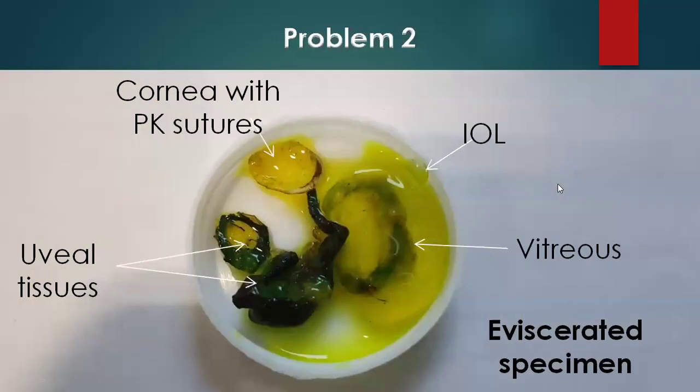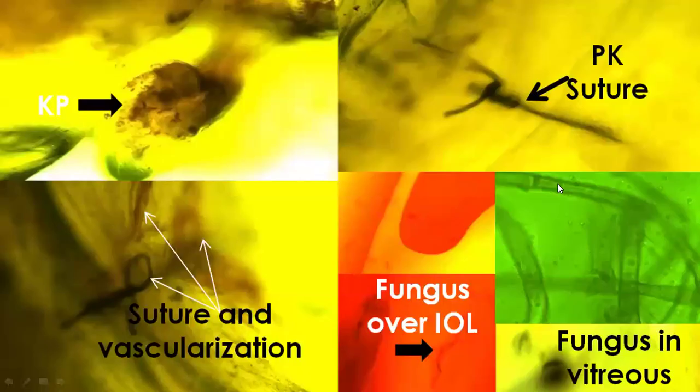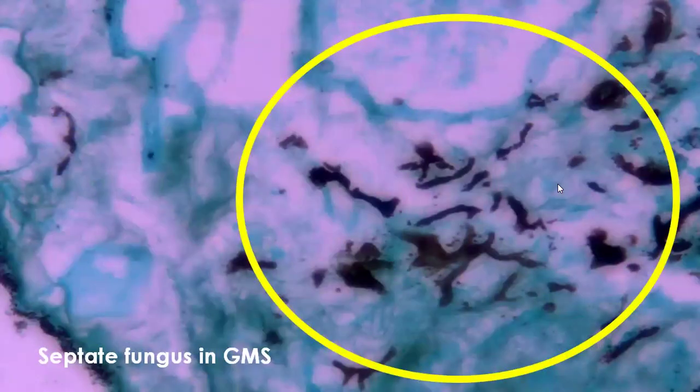septate fungus. Problem 2 posed at a time was an eviscerated specimen with a cornea with post-PK uveal tissue IOL, and this was subjected to in vitro fluorescent stain. You can well appreciate there's a fungus in the vitreous cavity, and this was confirmed by GMS stain in the permanent section.